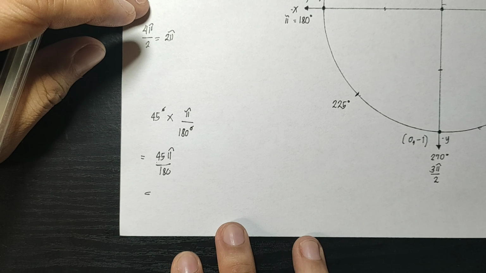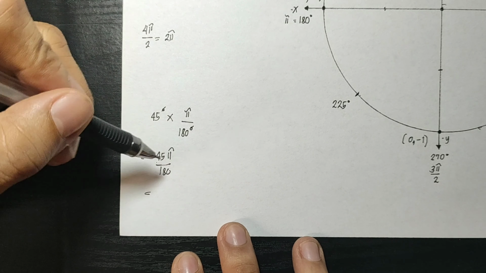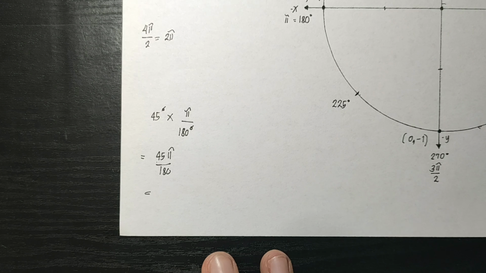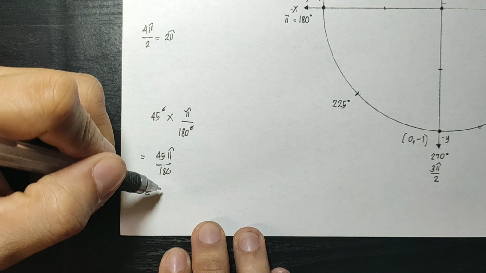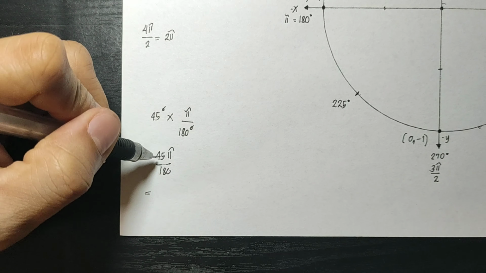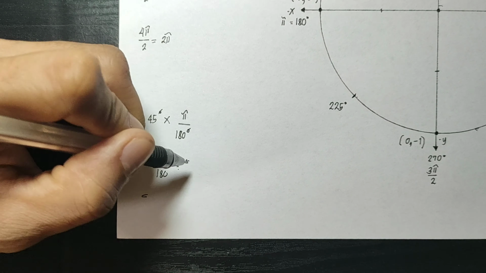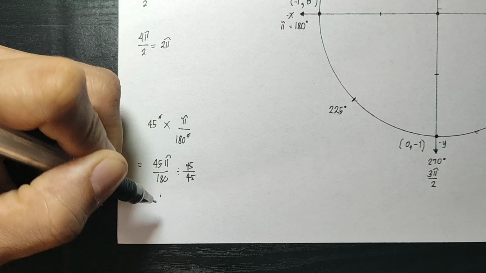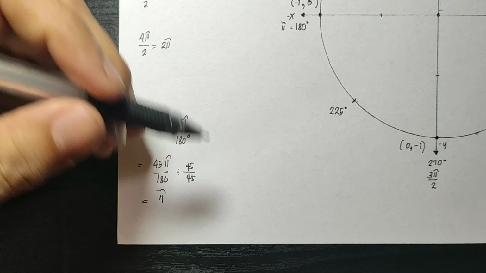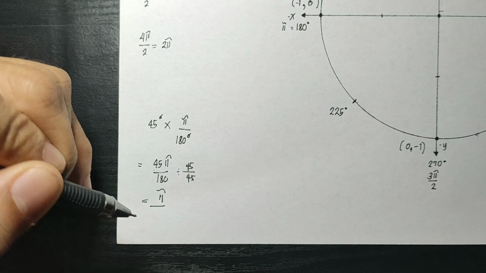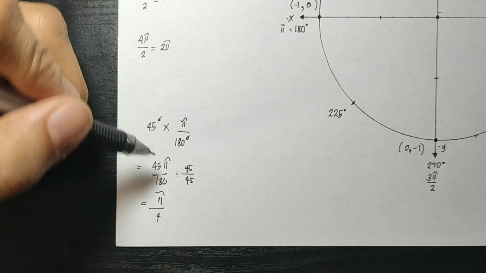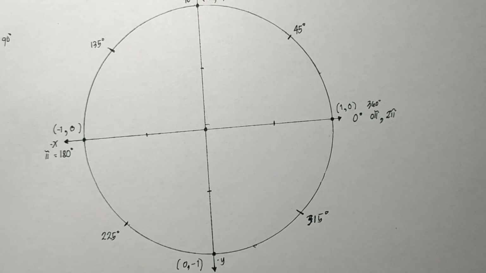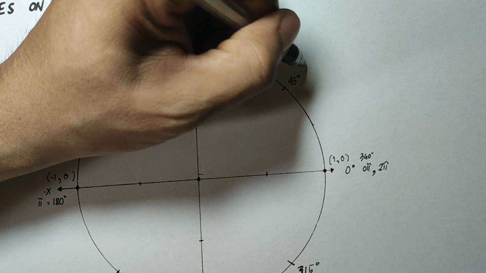So, i-simplify lang natin siya, no? Ano ang pinaka-GCF nyan? Okay, ang GCF nyan is 45. So, 45 divided by 45 is 1, or 1 pi. Simply pi na lang. Okay? 180 over 45 is 4. So, therefore, 45 degrees is equivalent to pi over 4. So, ilagay natin dito yung pi over 4.